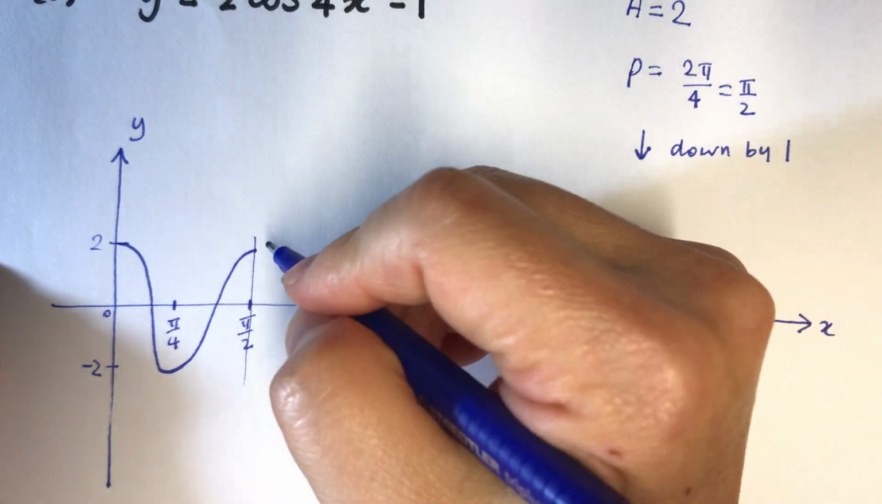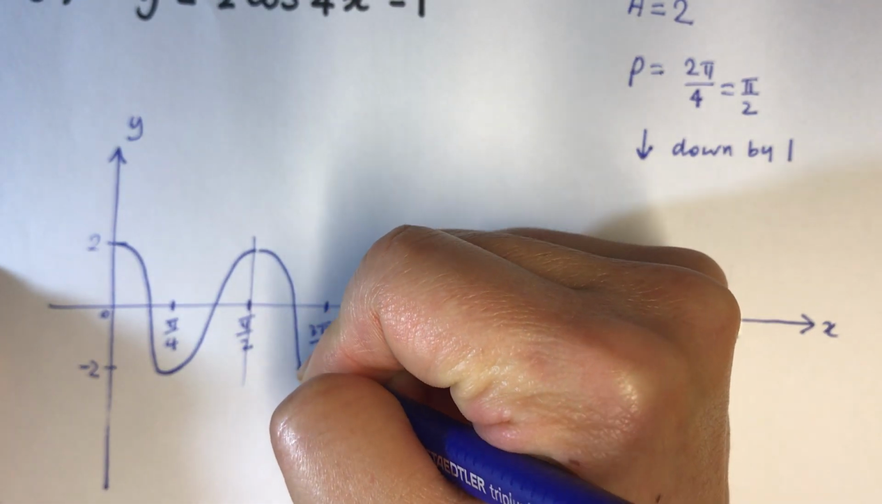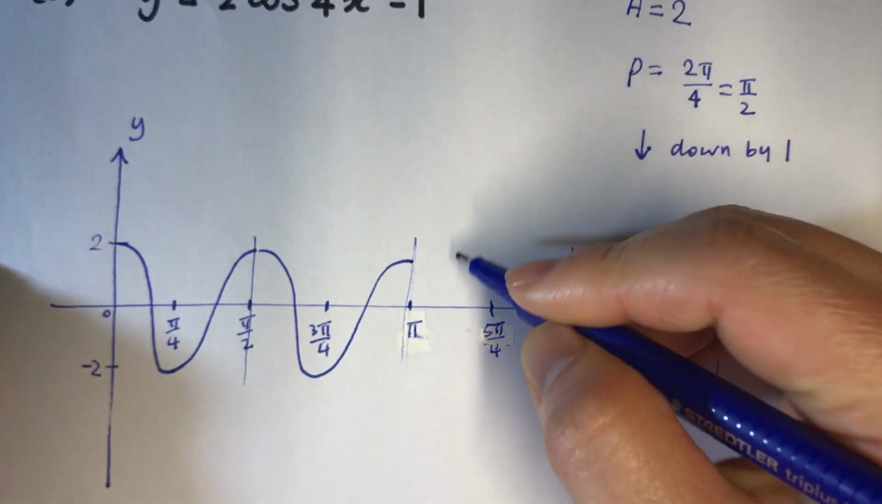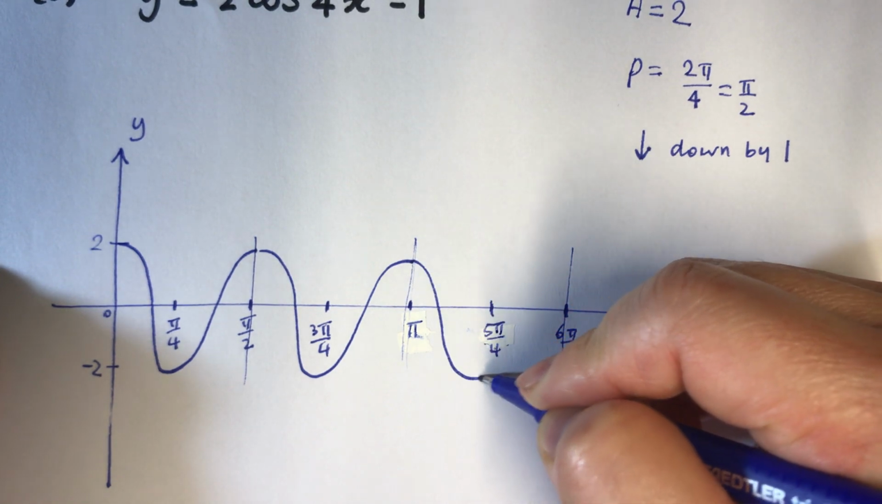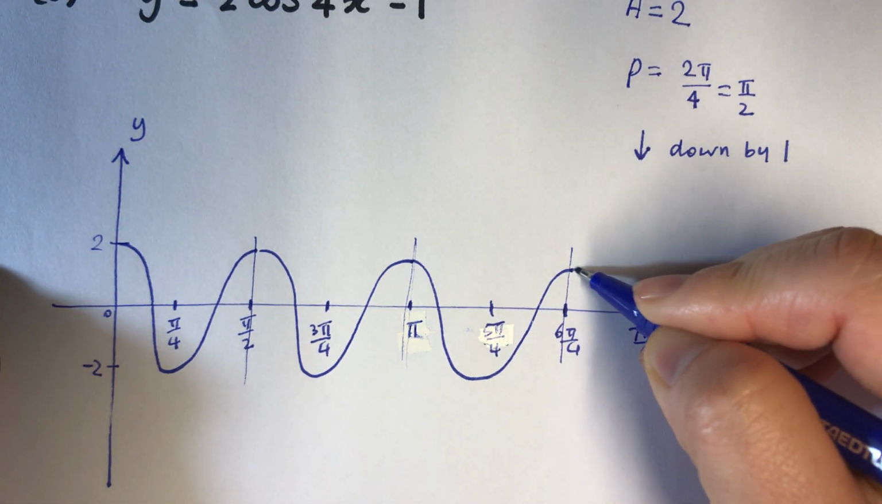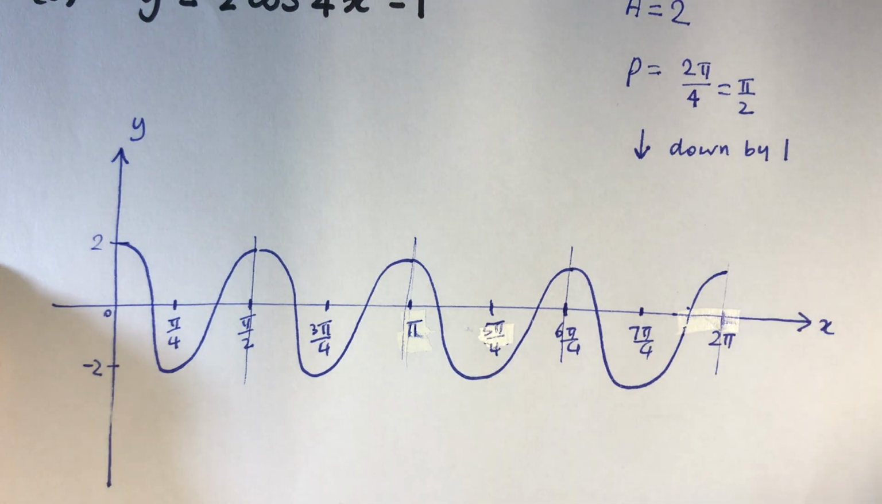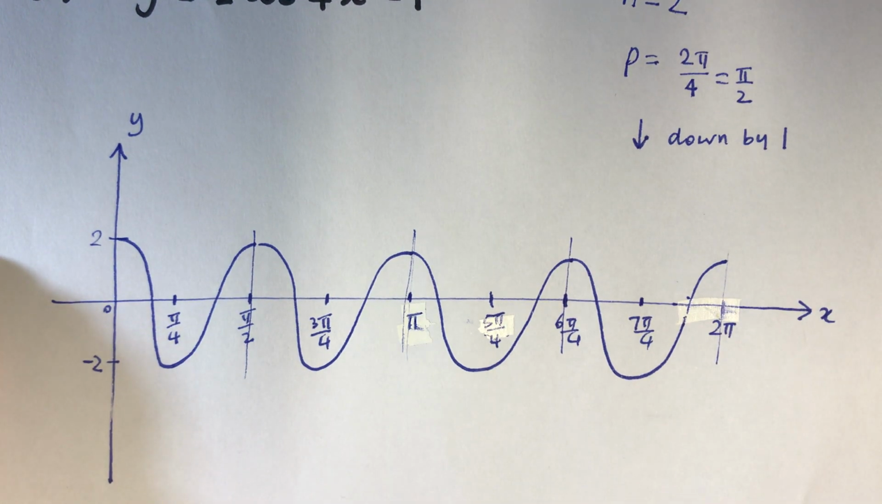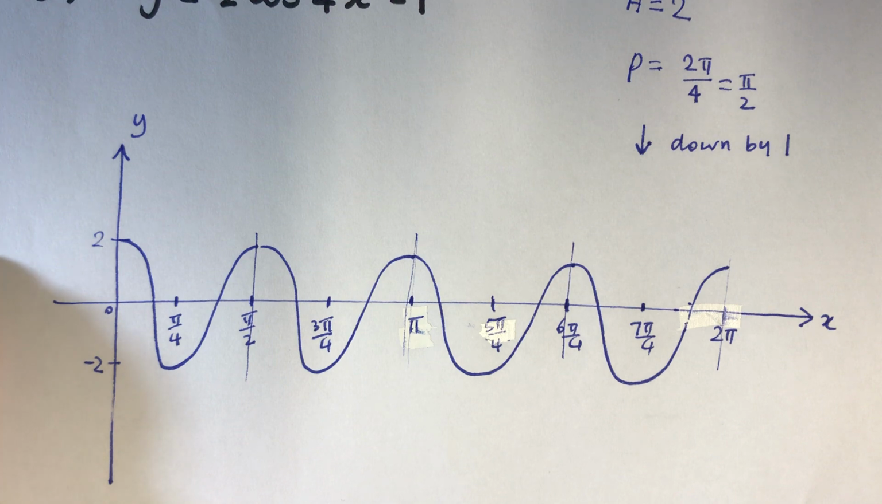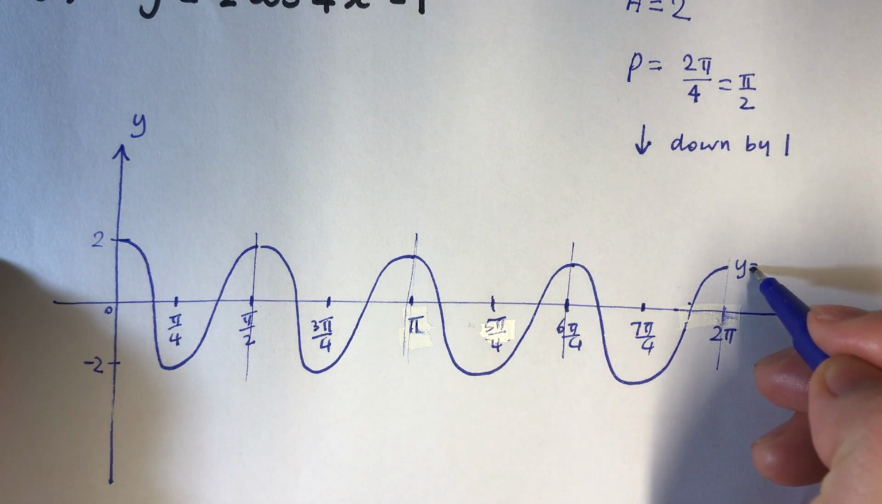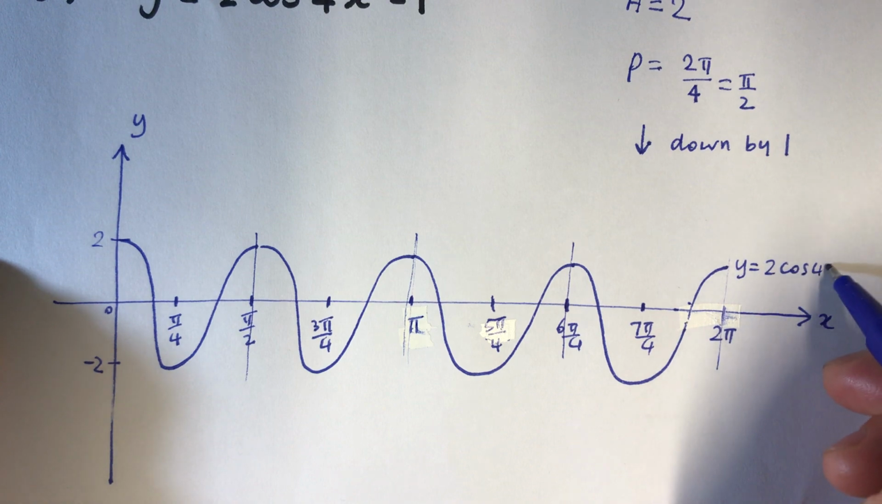Okay, and then 2, 3, 4. Okay, please use a pencil and pen and all that. So that's what I've got. Here is y equals 2 cos 4x.